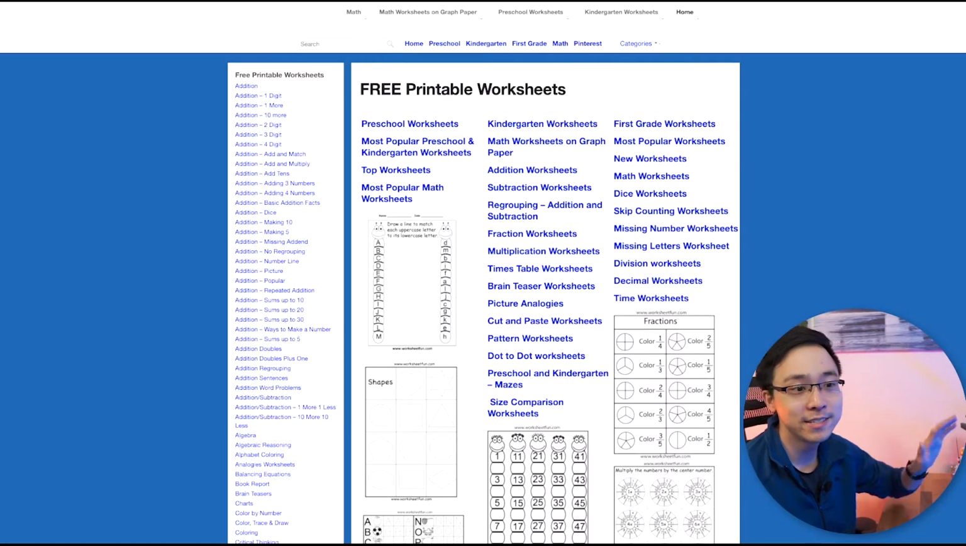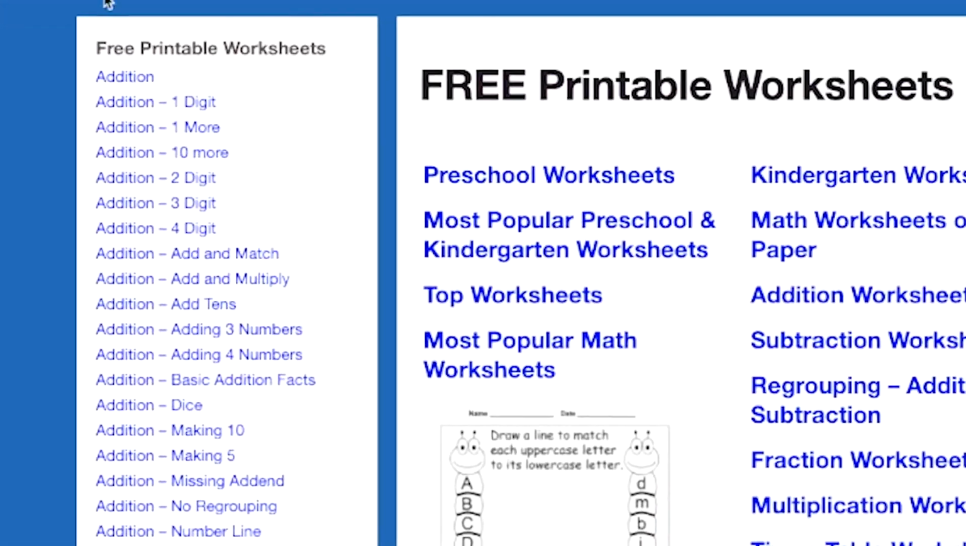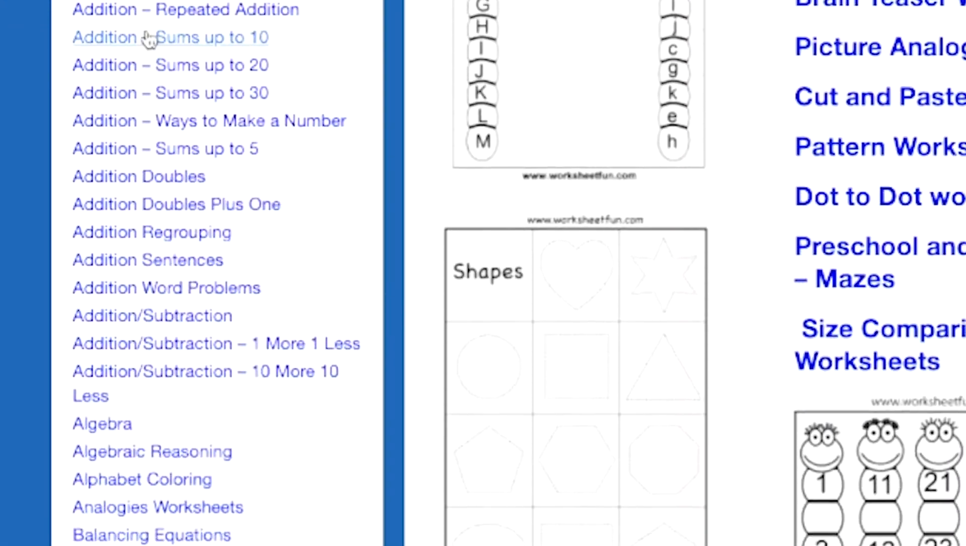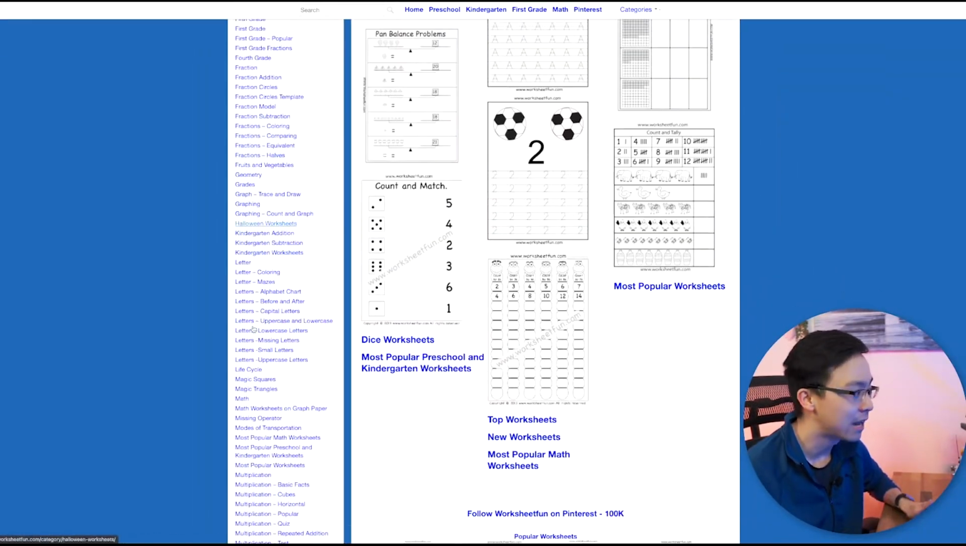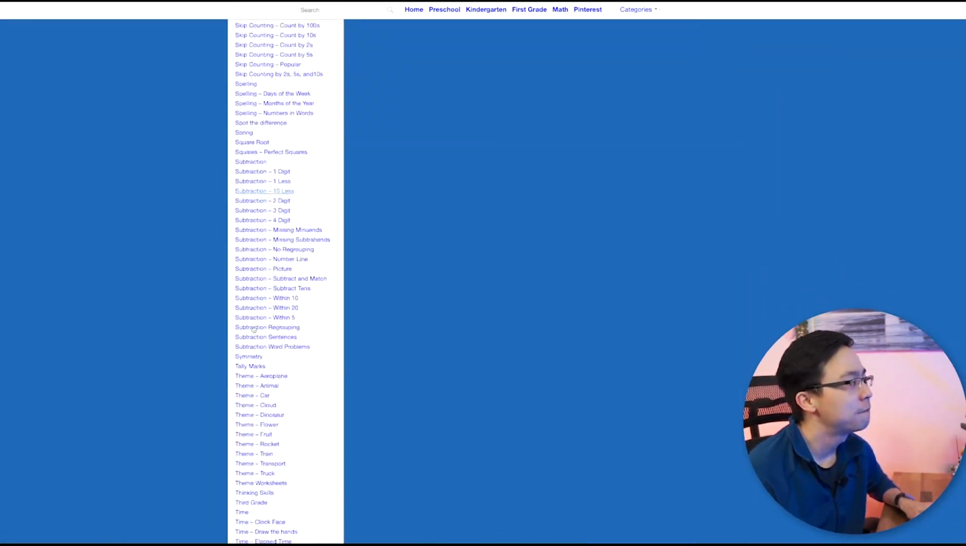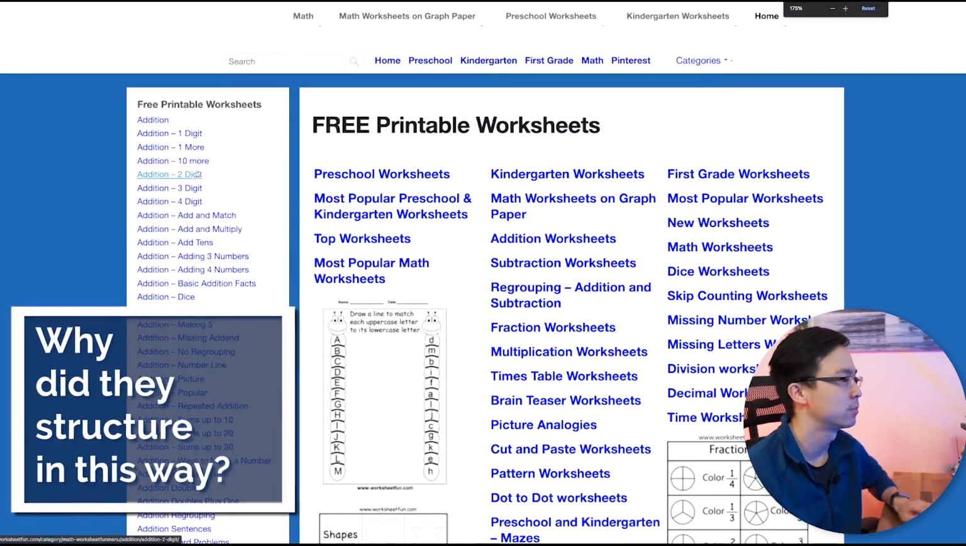All right, so as you can see here, this is worksheetfun.com. Very simple website. Left-hand side, you can see a ton of free things that they have created, free printable worksheets for addition, subtraction, even algebra and things like that. And the first thing I want you to think about when you're seeing a site like this is, why do they structure it in this particular way?